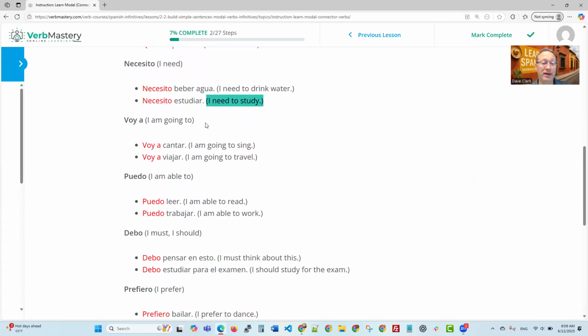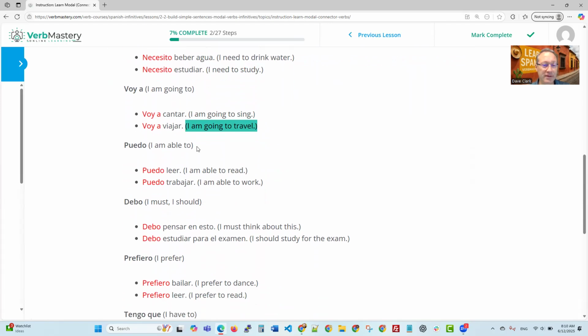Next one is voy a, I'm going to. Remember that V in most Latin American countries has a hard B. Ready? Voy a cantar. I am going to sing. Voy a viajar. I'm going to travel. Remember to repeat these aloud. It will help it connect in your brain more, as you're using different parts of the brain, not just to read it, but to pronounce it.